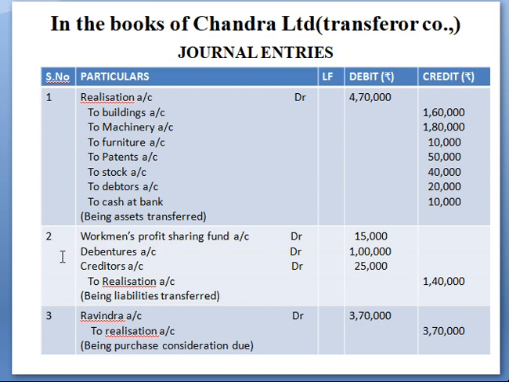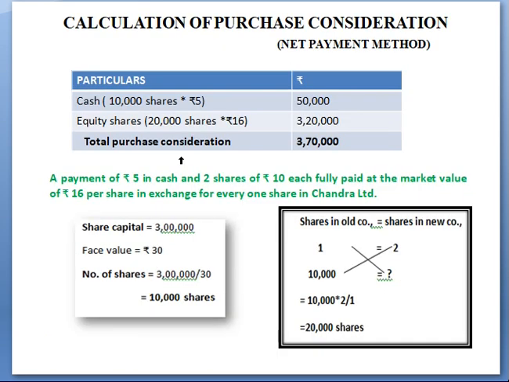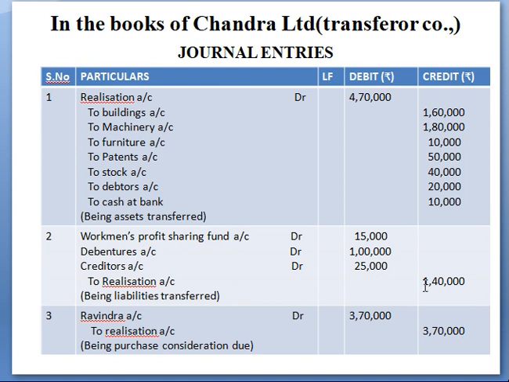See, liabilities always show a credit balance. Now when we are closing the liabilities, just enter them in your debit. Now how many outsiders' liabilities are there? Only 3, right? Your entry is workmen's profit sharing fund account debit 15,000, debentures account debit 1 lakh, creditors account debit 25,000, to realization account 1,40,000.